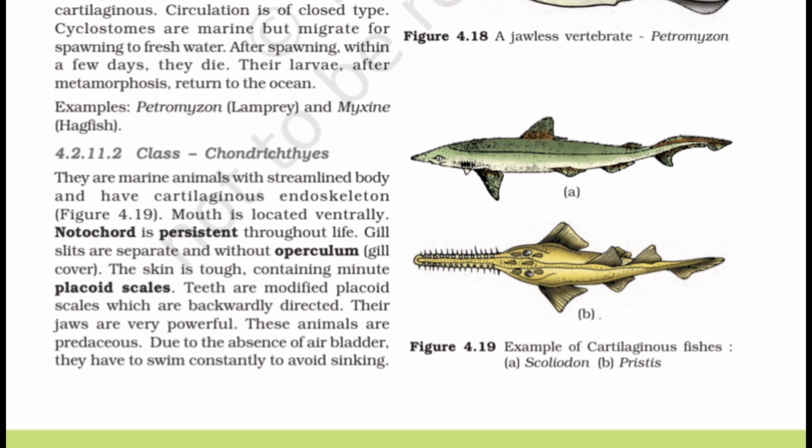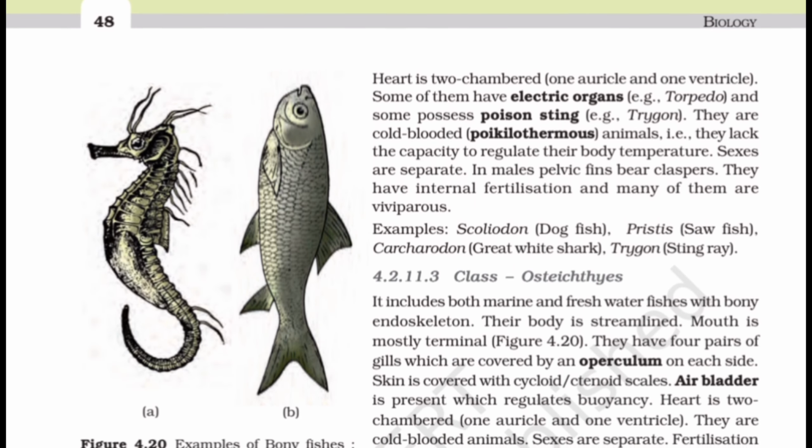Gill slits are separate and without operculum, the gill cover. The skin is tough, containing minute placoid scales. The teeth are modified placoid scales which are backwardly directed. Their jaws are very powerful. These animals are predaceous. Due to the absence of an air bladder, they have to swim constantly to avoid sinking.